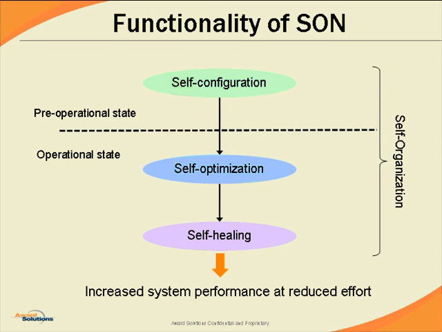From that perspective, we had three different kinds of mechanisms within SON: so-called self-configuration, self-optimization, and self-healing. When we started working on SON, our vision was that eventually we would have all these three kinds of mechanisms that SON can provide. So self-organizing network covers those three aspects: self-configuration, self-optimizing, and self-healing.